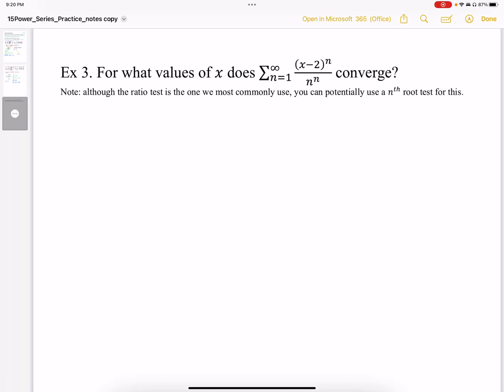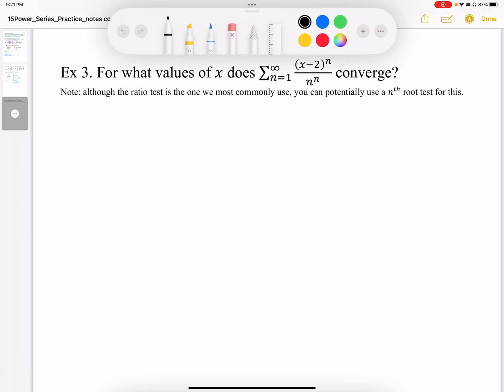Here we have the sum of n equals 1 to infinity of (x minus 2) to the power n over n to the power n. And we want to find out the radius of this and the interval of convergence. We're going to set up our ratio test for this.